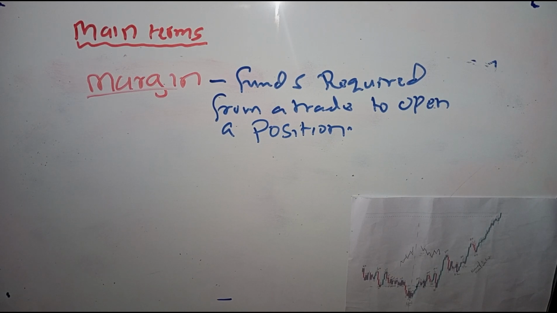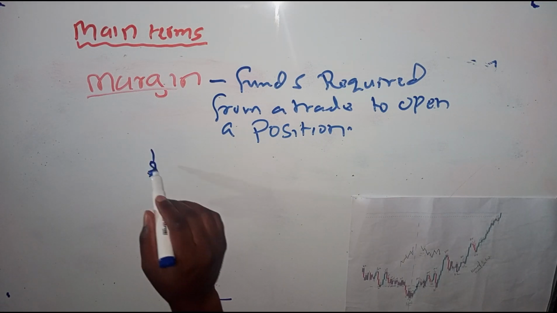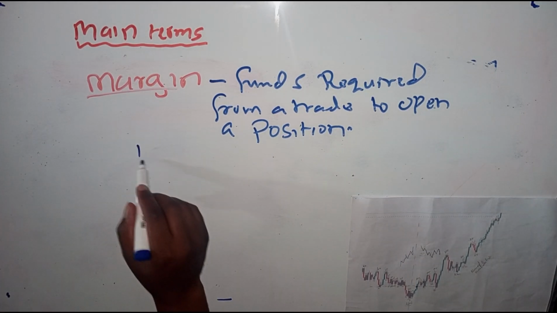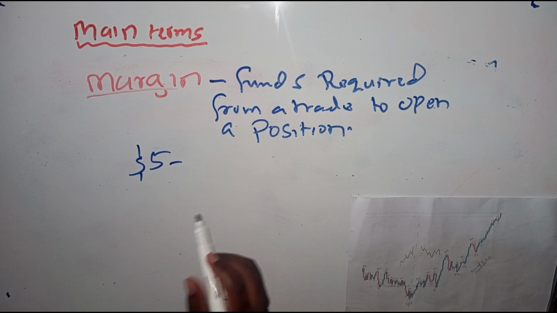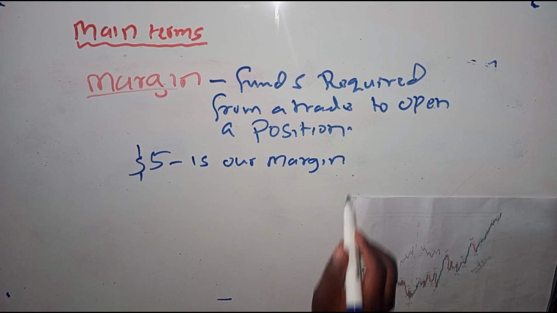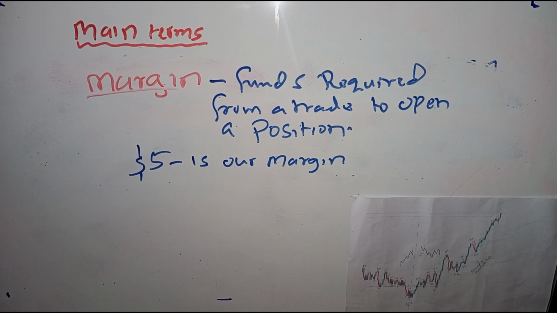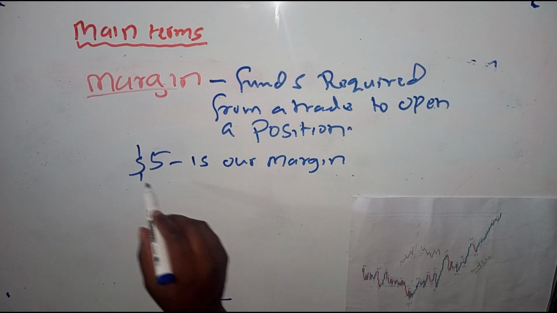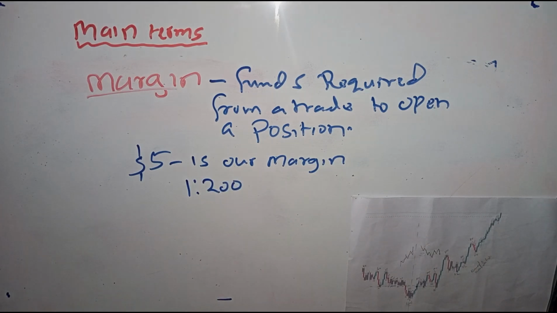So from the previous example for leverage, the $5 we were talking about, this is our margin. You have $5 and you want to leverage it 200 times, so we leverage this $5 to 1:200 to attain the minimum amount for trading. The money you hold in your trading account is what you can use as margin.